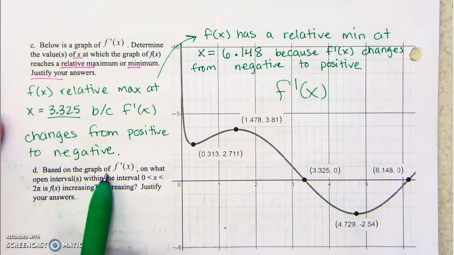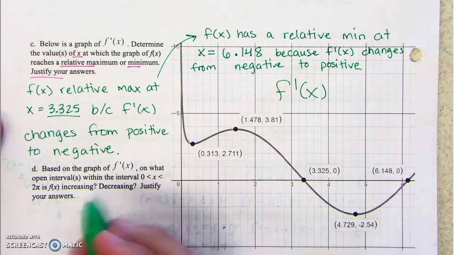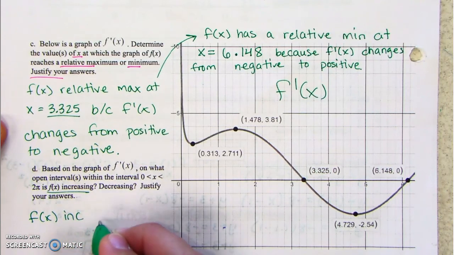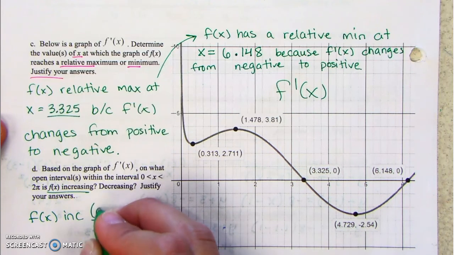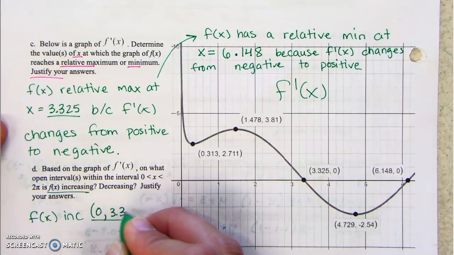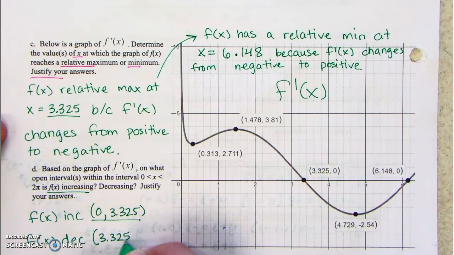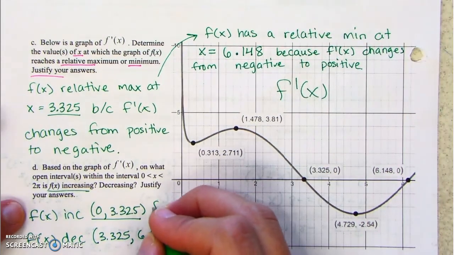Last one. Based on the graph of f prime, oh, I have 40 seconds. What are the open intervals on which f is increasing? So you're going to write a complete sentence, but f is increasing when the derivative is positive. So that's going to be from 0 to 3.325. And f is decreasing on the interval from 3.325 to 6.148. Justify your answers. F prime is positive.